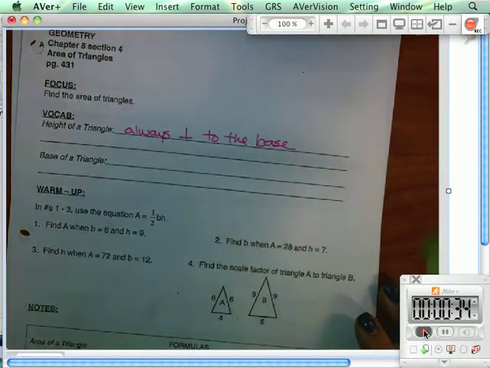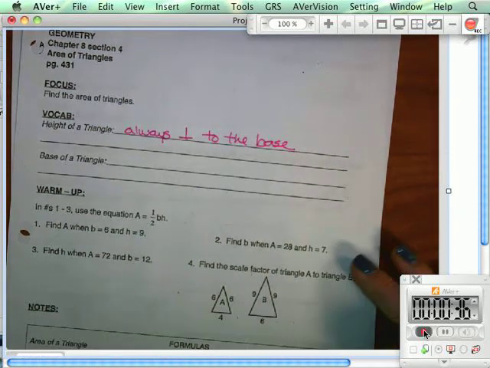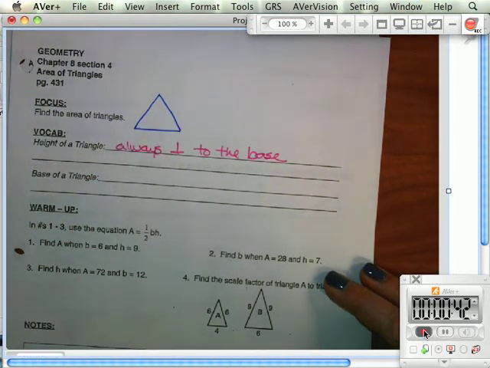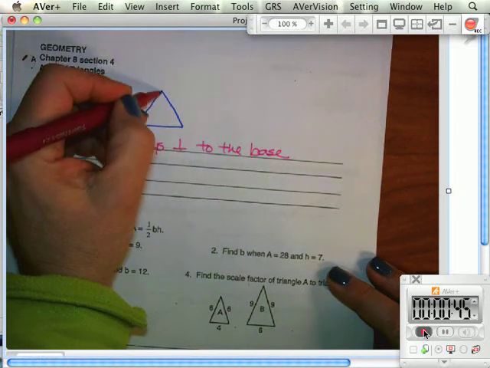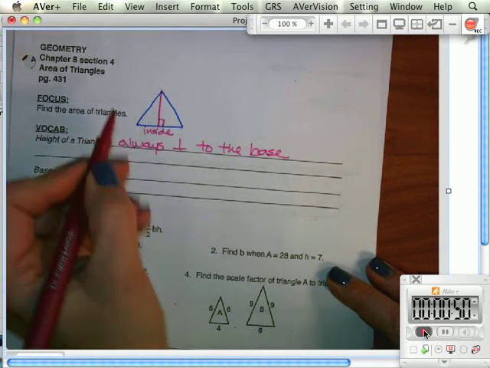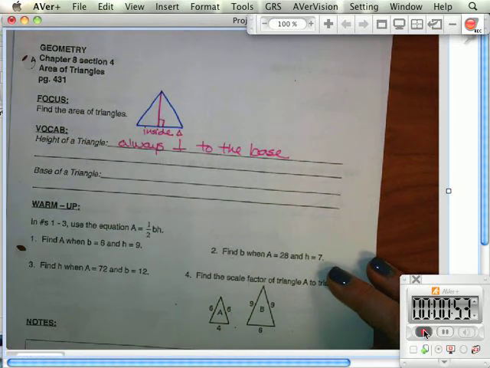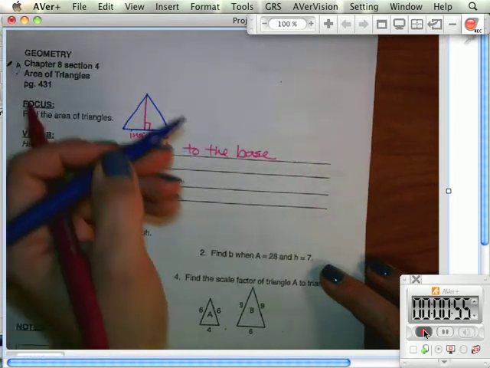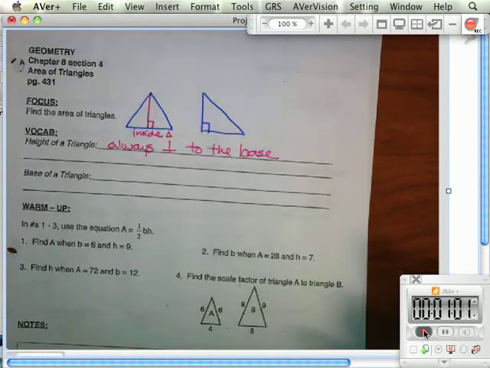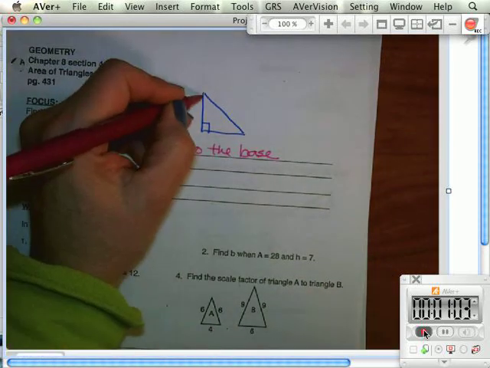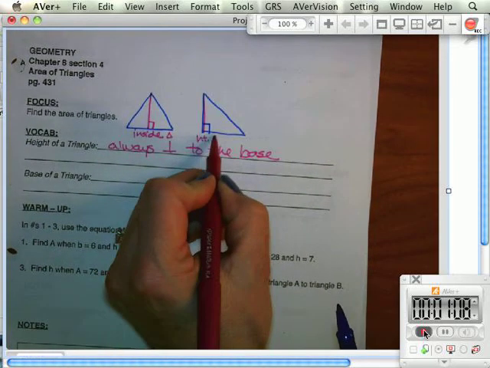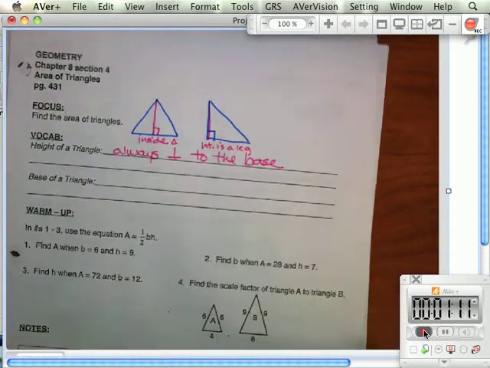I want you to draw a couple pictures. There's one picture, and the height here is inside the triangle. The height is inside the triangle. If you draw another one like this, a right triangle, the height is the leg. The height is a leg.